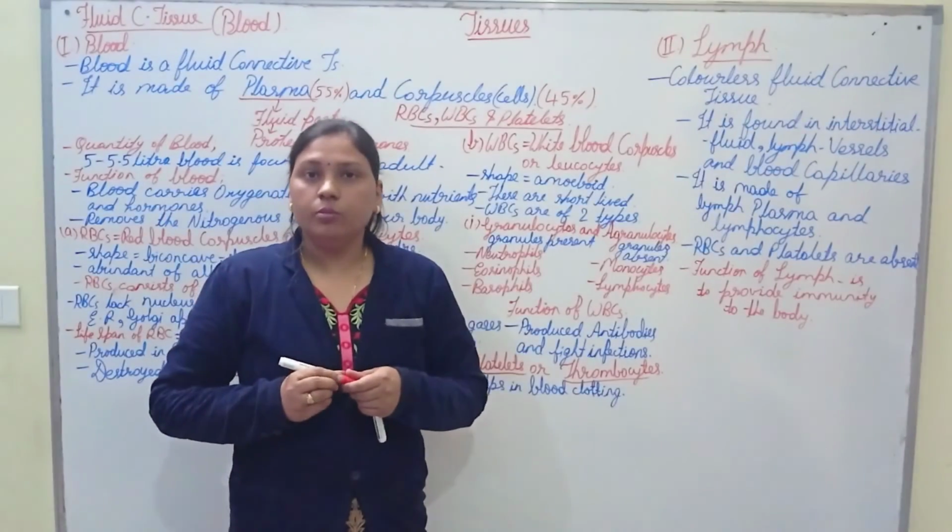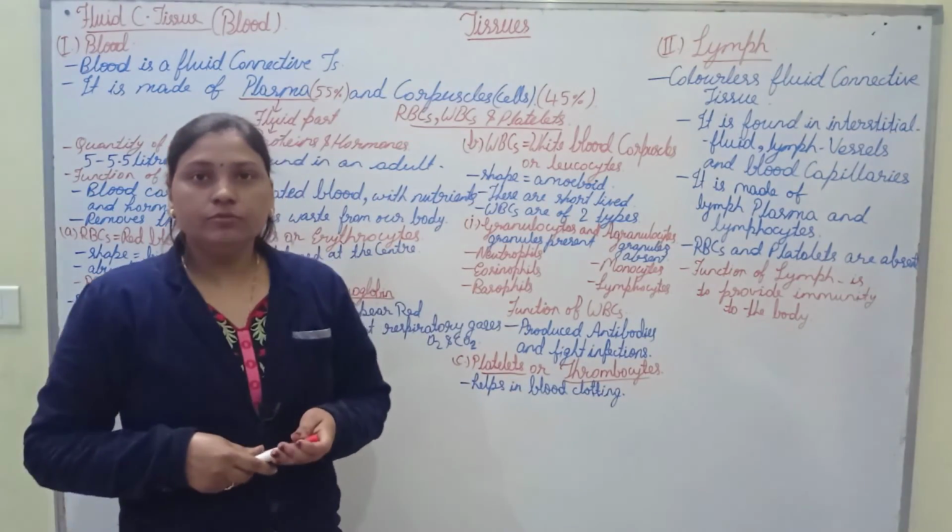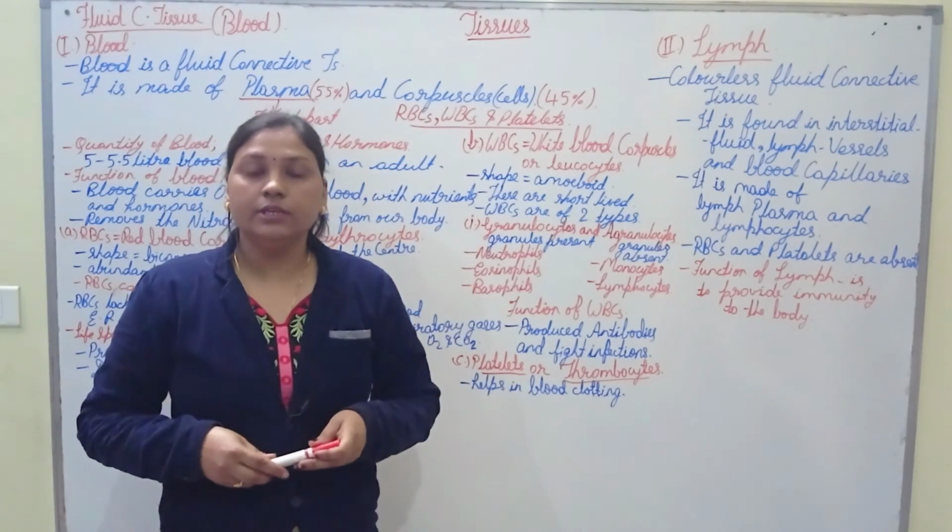So this is all about blood and lymph, that are two types of fluid connective tissues.